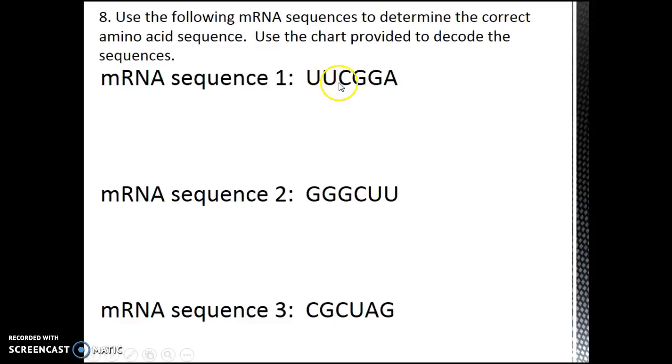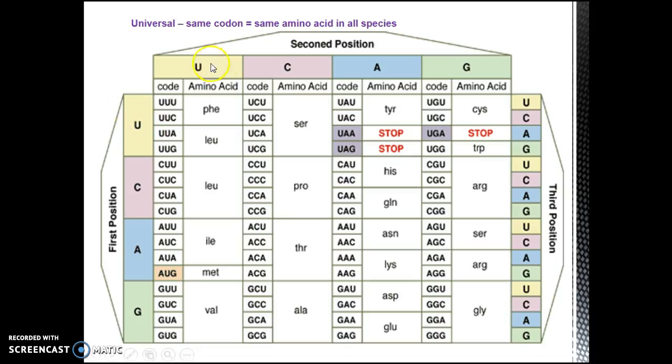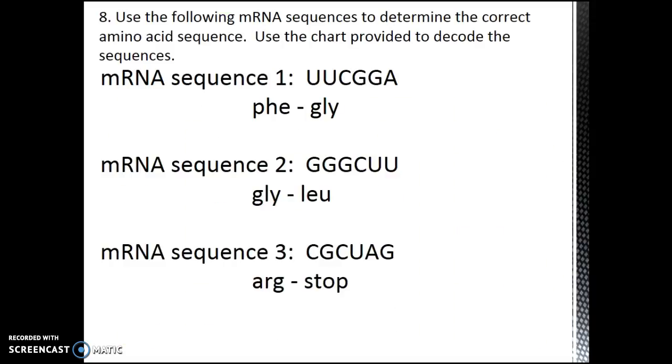So I'm going to take UUC, I will find it on my chart, figure out what amino acid this codes for, and then I will look at GGA and find out what those 3 letters combined code for. So let's look at UUC. I'm going to find U, and C are going to be PHE. And I'm going to do that same thing with all the rest of these. So here are the answers. I'm going to get PHE and GLY, GLY and LEU for the next ones, and then ARG and a stop for the last one.